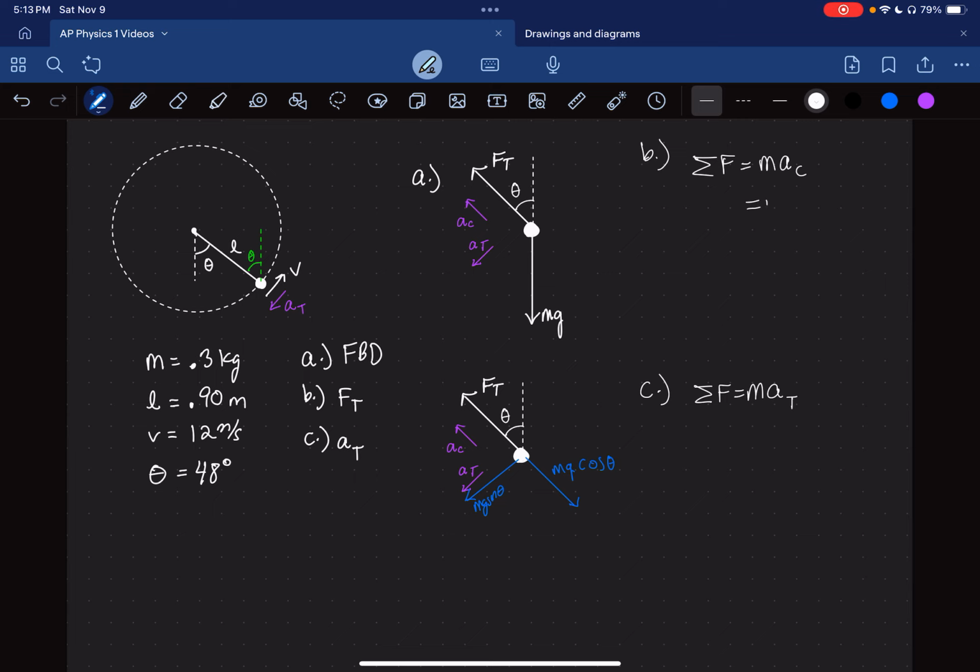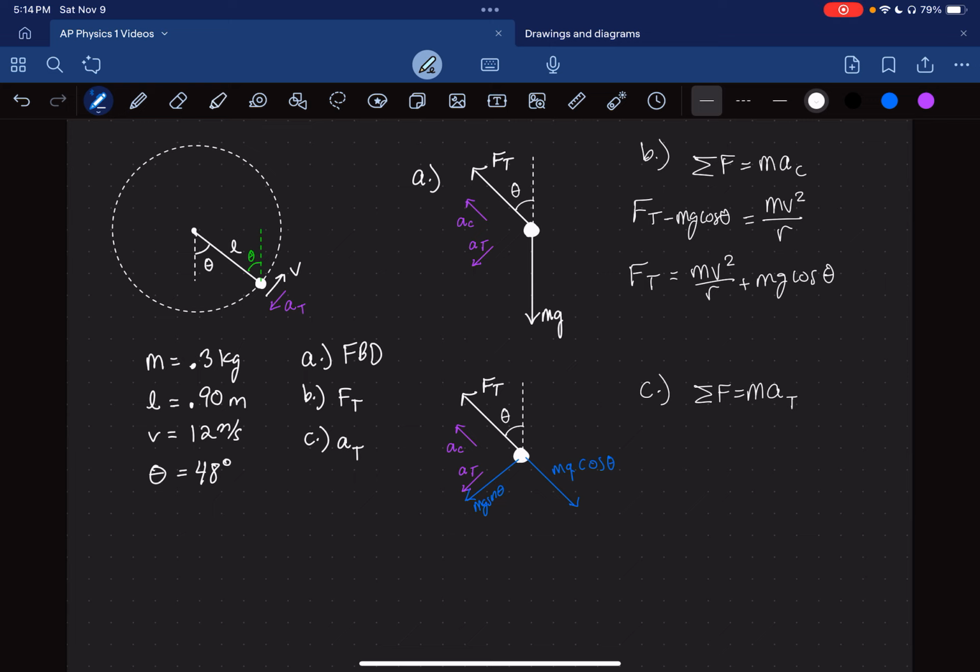Okay. This is m v squared over r. And the necessary forces that go here are Ft and mg cosine theta. Ft will go first here. Subtract mg cosine theta. Cool, and I've forgotten what we're solving for. We're solving for Ft. So this will be m v squared over r plus mg cosine theta.